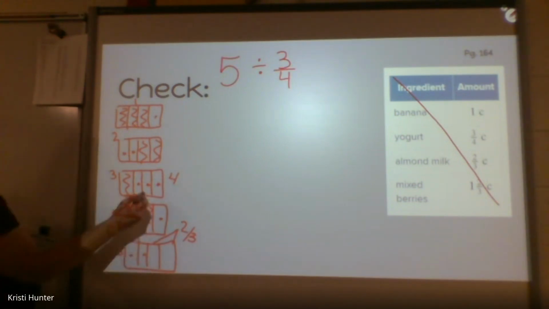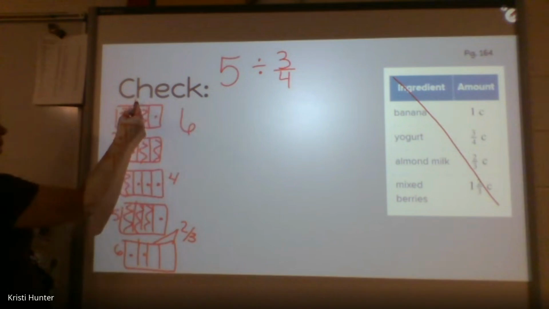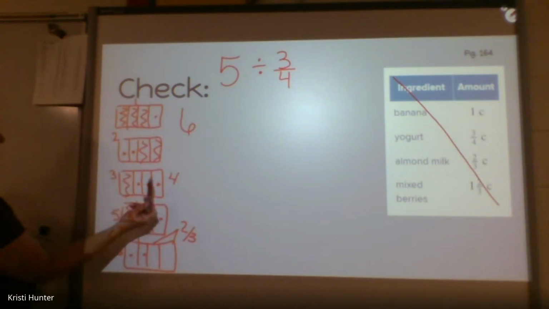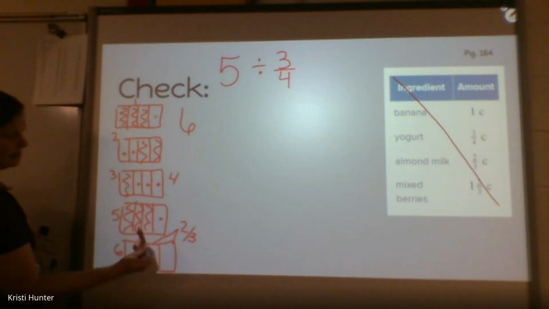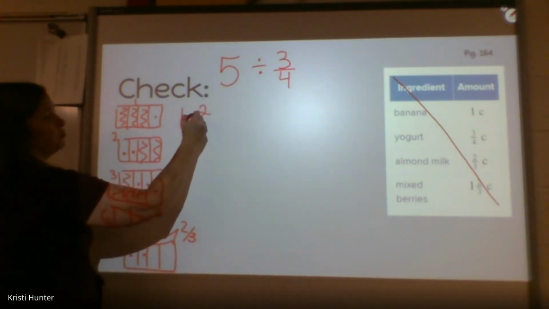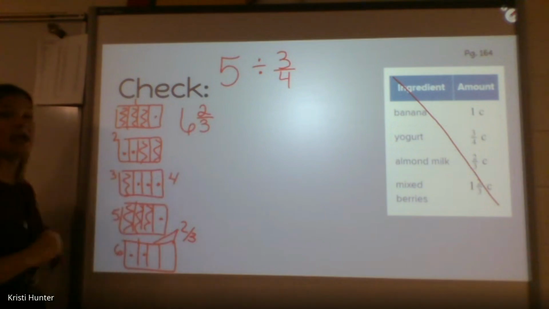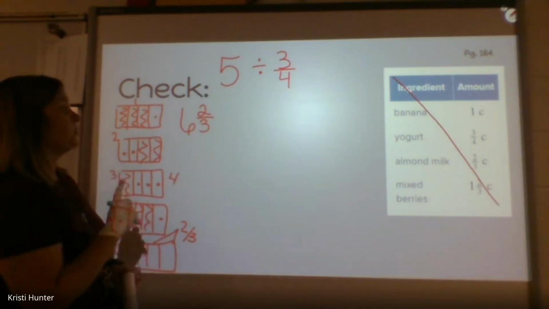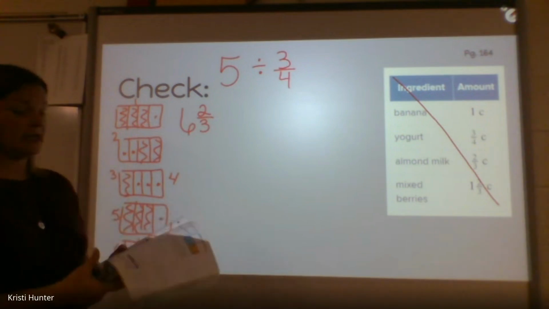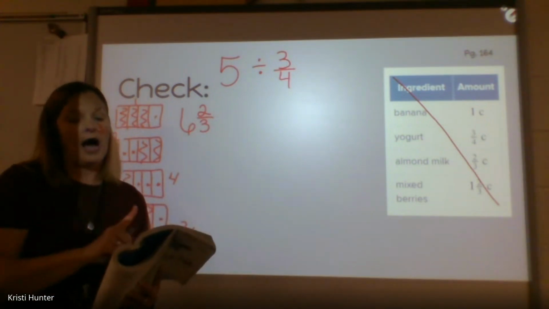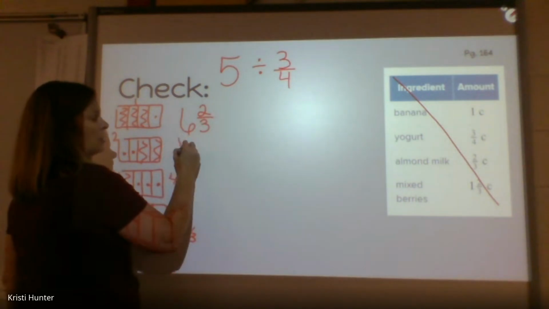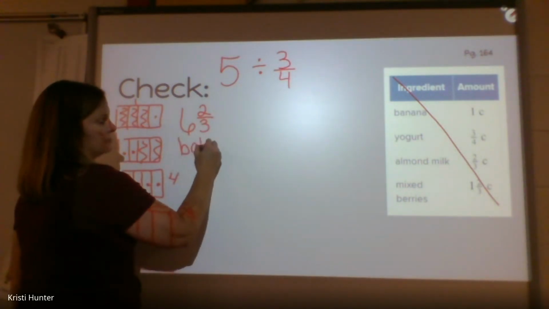So I was able to make 6 whole groups: 1, 2, 3, 4, 5, 6. And 2 out of my 3 are left over. So here's what I can make. According to my problem, I can make 6 2/3 batches.